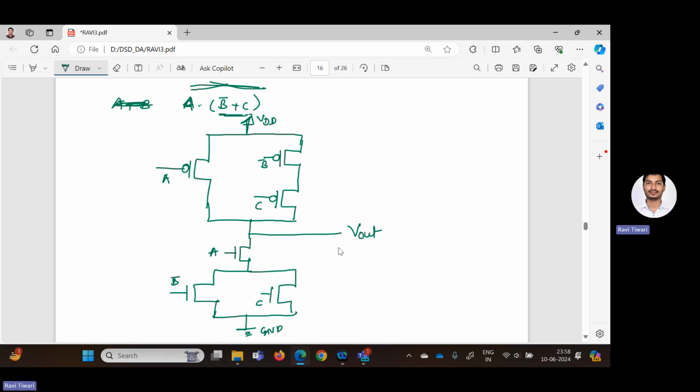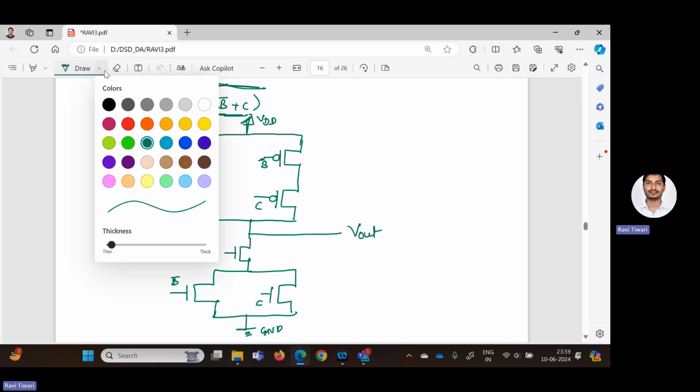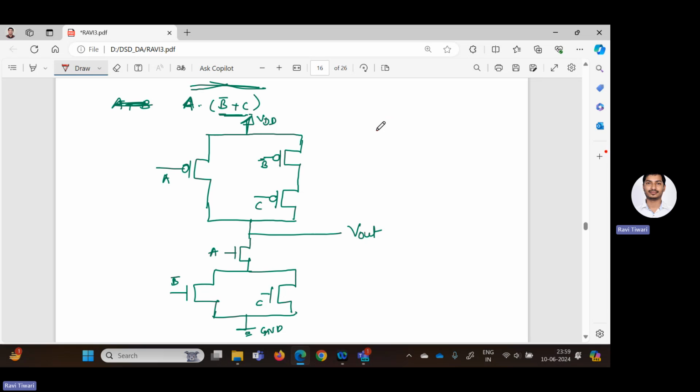This is okay. But if in the question they mention that B bar is not available, how can we get this B bar? This is a very important point. If we don't have B bar as an input, how can we make this B bar? Now, as you know, PMOS is an inverter, right? If I make it like this, and here I provide B, from near to ground, this V out is equal to B bar, right? And this is VDD, correct?